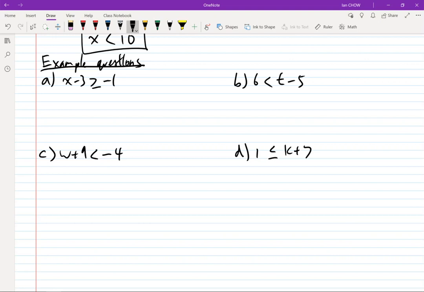So we see that we have an x minus 3. Just like in normal equations, I'm going to add 3 to both sides, plus 3 and plus 3 to both sides. And so what happens here is we will have x is greater than or equal to negative 1 plus 3. I'm going to show all of my working out. And then negative 1 plus 3 will be positive 2. And that means that x is greater than or equal to 2.